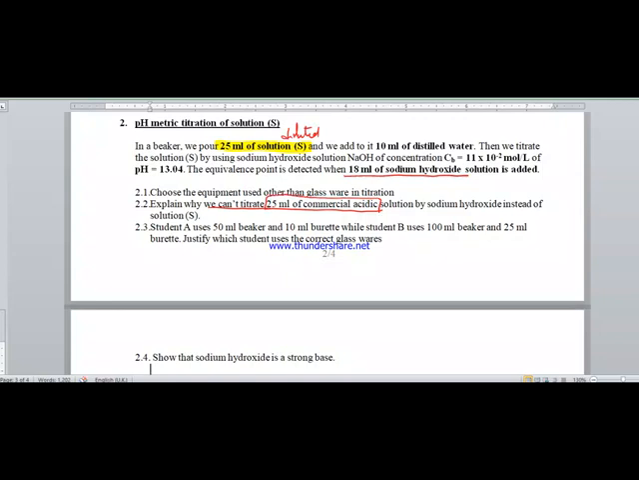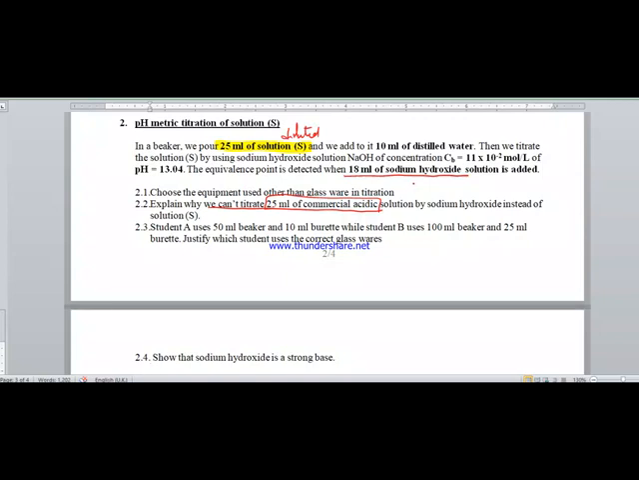Why don't we titrate a commercial solution? The reason is that the commercial solution is more concentrated, so it will need a very large amount of titrant, which is sodium hydroxide. By a simple calculation: the diluted solution took 18 milliliters of sodium hydroxide, and the commercial solution is more concentrated by 50 times.